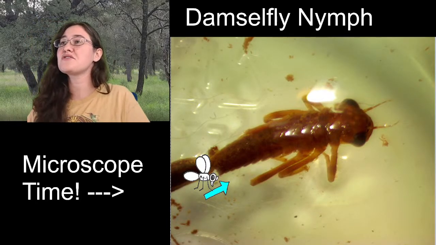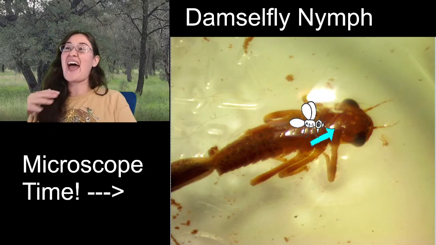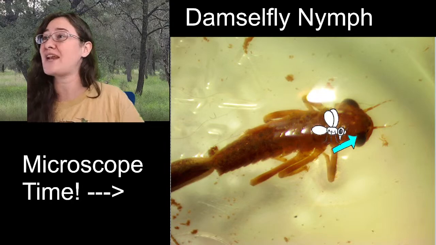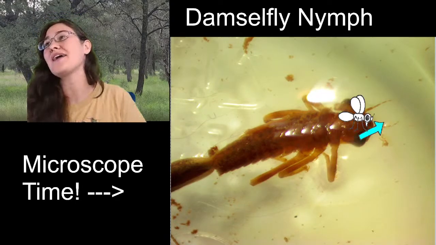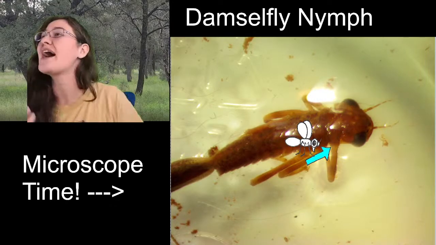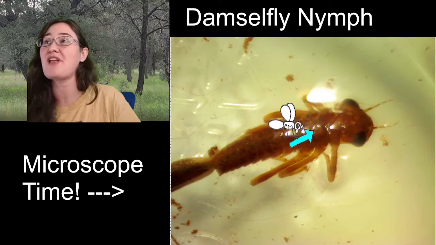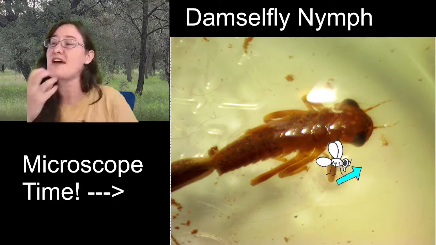So this is our damselfly nymph, and it has the same head type that a dragonfly nymph would have. It has these really big eyes, these short, filiform or straight antennae. It also has that bottom jaw that can shoot out like a dragonfly. Both dragonflies and damselflies have that really cool bottom jaw.